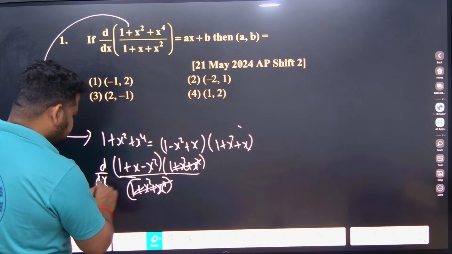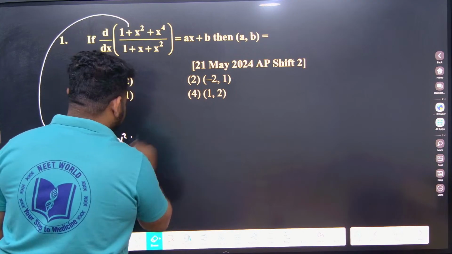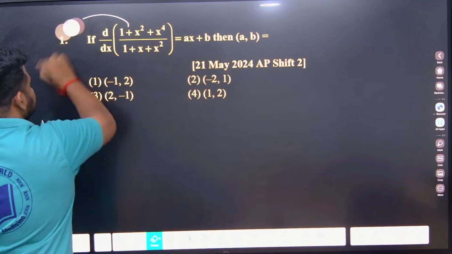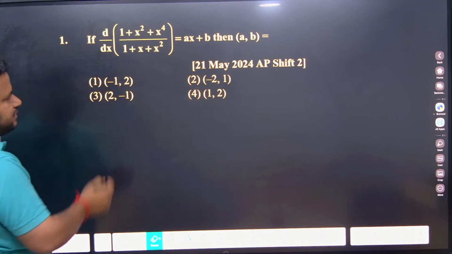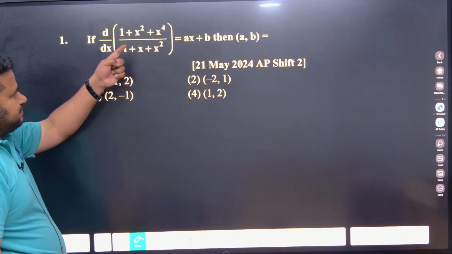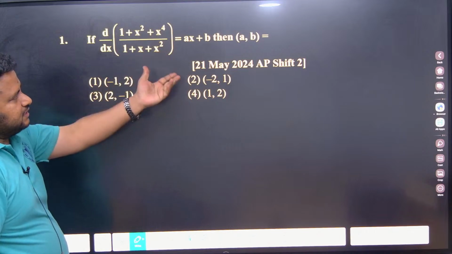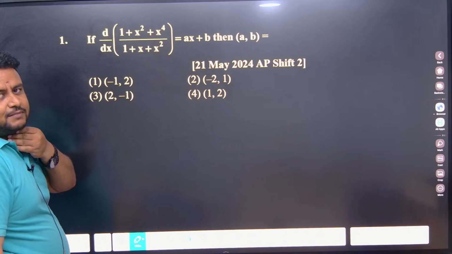So let me write it again. This we can factorize as, see here. This is a question from 2024 EAMCET. So d by dx of 1 plus x square plus x power 4 divided by 1 plus x square is equal to ax plus b. Then they are asking for the ordered pair a comma b, what is the value of that.